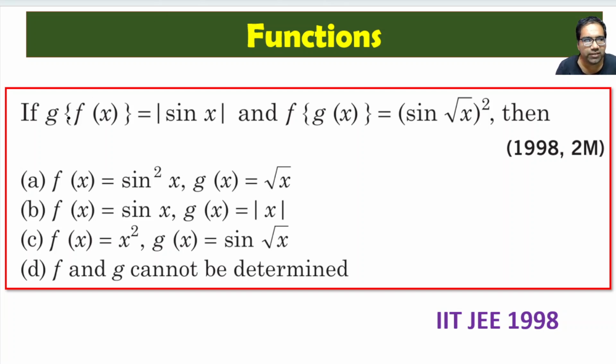Hi friends, here we are given g of f of x equal to absolute value of sin x and f of g of x equal to (sin root x) whole square. Then which of these following are valid? Let us try to substitute in all the three cases and see whether these two conditions are being satisfied or not.